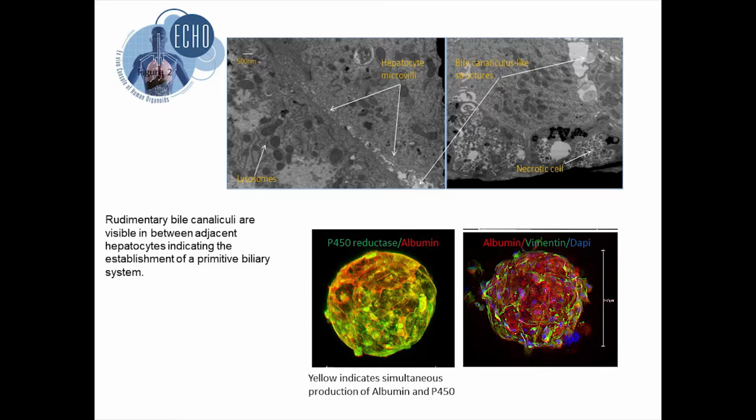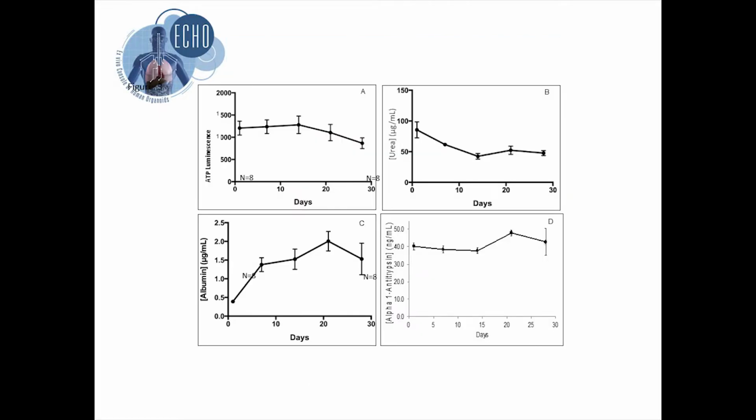When we look at functionality over 1 month, we can see that these 4 graphs are showing ATP content, or top left. What's the next one?